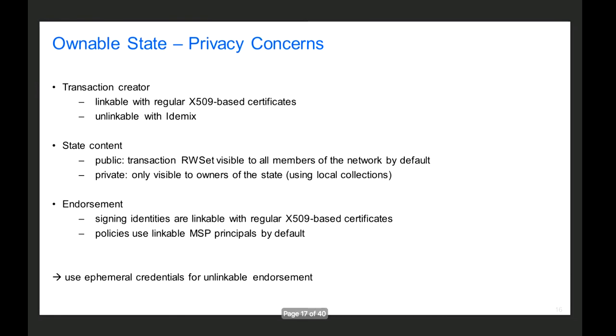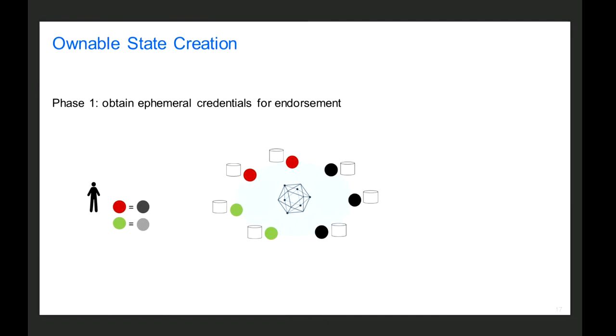So what does this mean? Essentially, in the very first phase, when we create an ownable state, we first obtain ephemeral credentials for the endorsement of this specific ownable state. So say we create ownable state S, then as a very first step, we obtain ephemeral credentials. And say we have again the case like before, where we want to have an ownable state with the owners red and green. They are unlinkable in the sense that we have derived credentials, in this case just the dark gray and the light gray, that we use for the whole endorsement process.